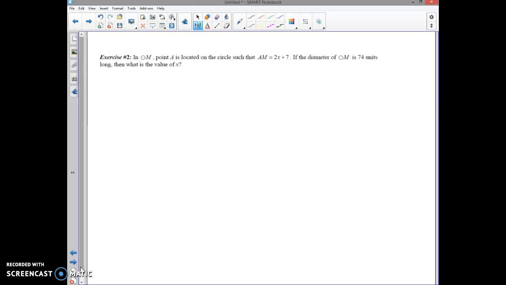Exercise 2, you actually don't have a picture, so we're going to draw a picture. It says in circle M, so circle M means the center of the circle is represented by the letter M. It says A is located on the circle such that AM, which represents a radius, is 2x plus 7. The diameter of M is 74 units. So in other words, if I go across this shape, the diameter equals 74. And the question says, what is the value of x?